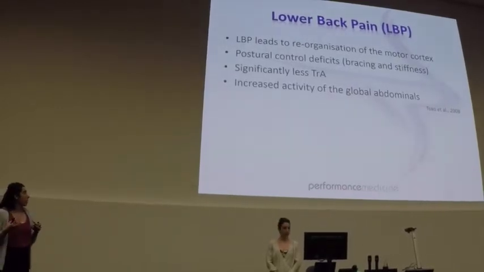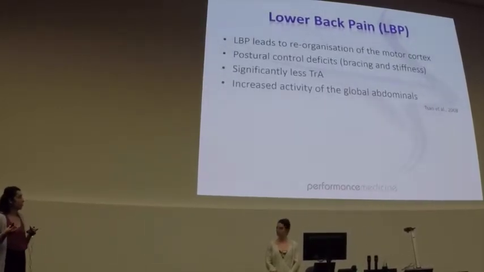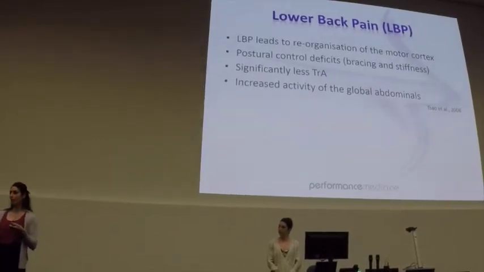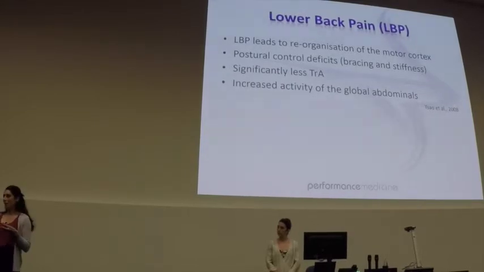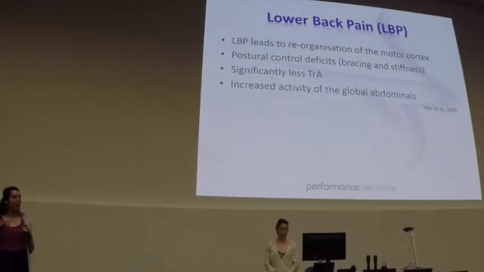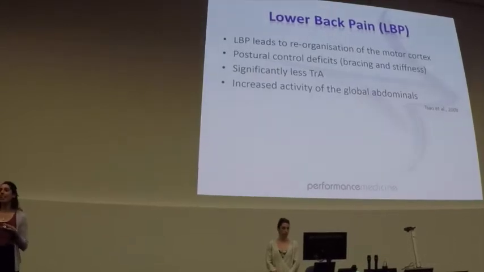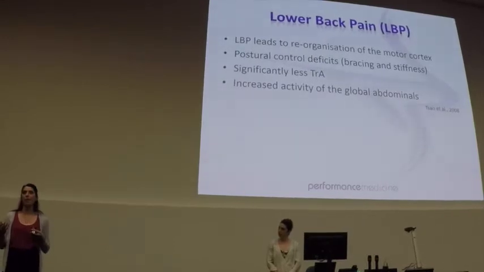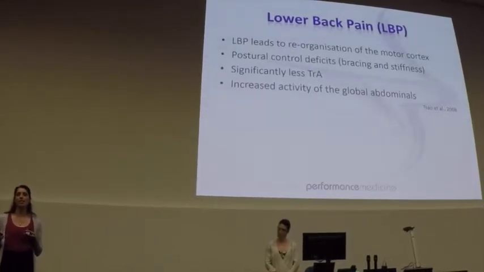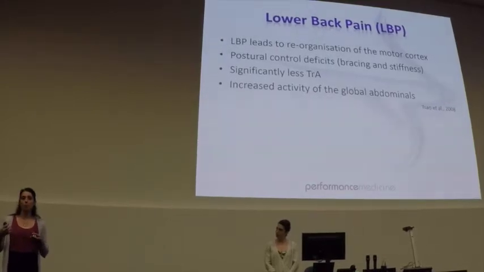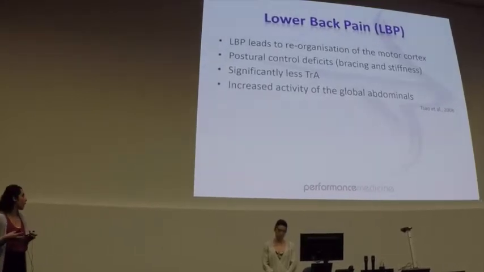When there's lower back pain, it leads to postural control deficits. We see this as a pattern of bracing and stiffening in the trunk, which we heard about this morning with that particular case study with Sally. Part of the reason why this happens is there's significantly less transversus abdominis activation in the presence of lower back pain. There's a reflex inhibition of that muscle from the pain and the interpretation of pain in that area of the lumbar spine.